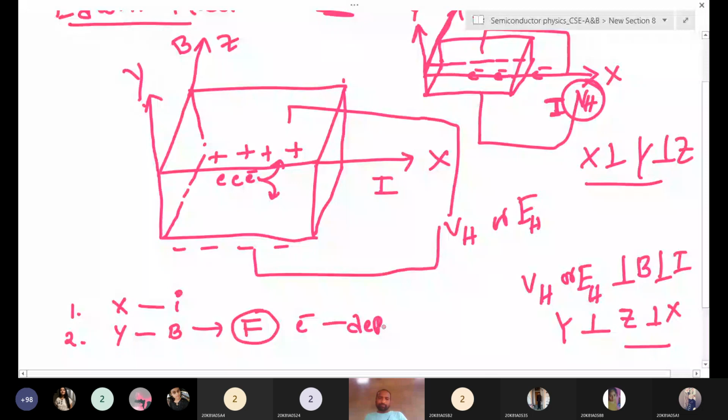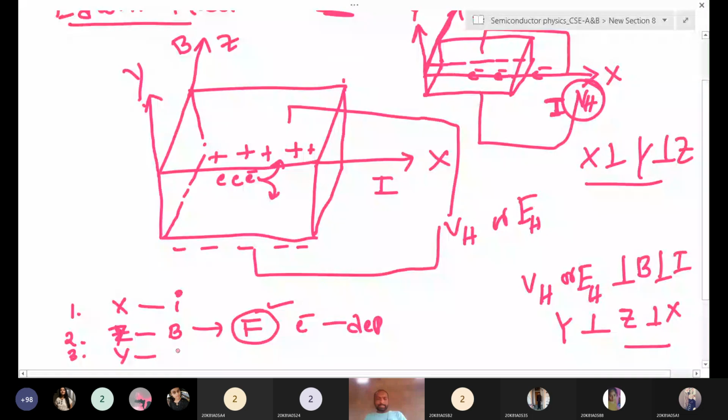Once this depletion happens, some of the charge carriers will accumulate on the front surface, and some on the back surface. We have applied the magnetic field along the z direction, so along the y direction, plus and minus charges will accumulate on opposite faces. Because of these charges, some voltage develops.